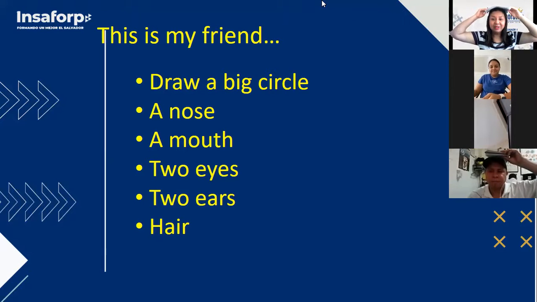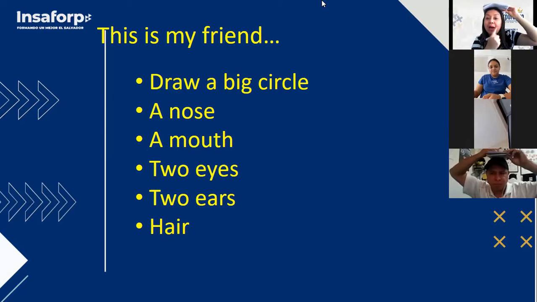Okay, now you are going to draw a nose. Van a dibujar una nariz. Draw a nose, inside the circle. En medio del círculo. Draw a nose. Now draw a mouth. Una boca. Draw a mouth.